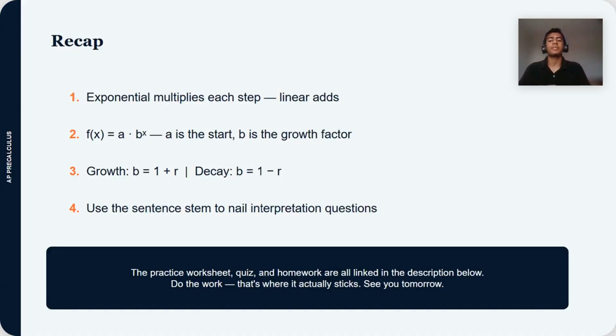Okay, so to recap. 1. Exponential multiplies each step. Linear adds. 2. f(x) = a · b^x. a is the start, b is the growth factor. 3. Growth means b = 1 + r. Decay means b = 1 − r. 4. Use a sentence stem to nail interpretation questions.